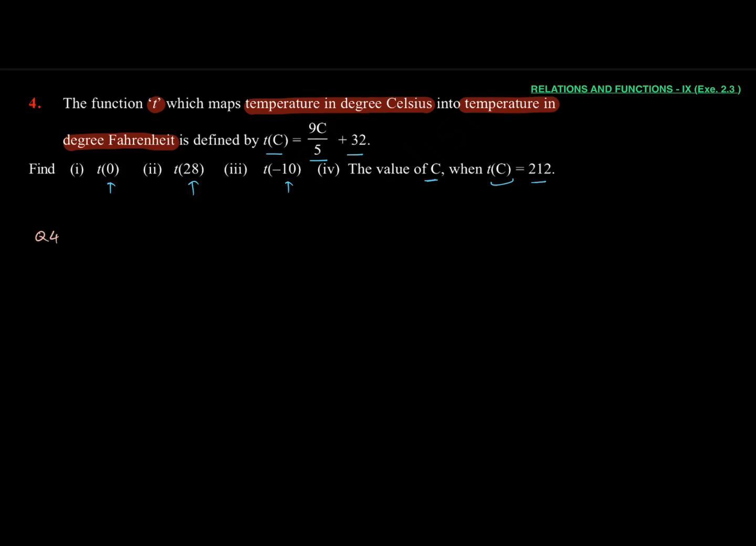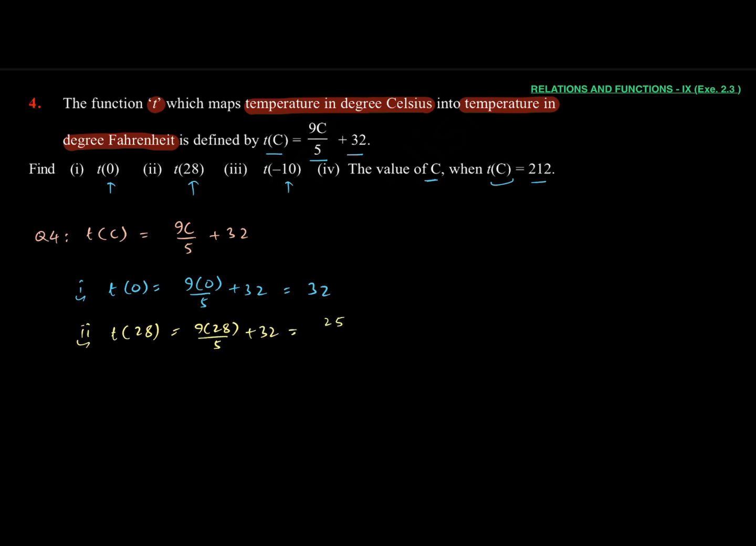So in question number 4, we are given the function t(C) = 9C/5 + 32. Now in the first part, we'll put C equal to 0. This will be equal to 9 times 0 over 5 plus 32, and this will be equal to 32. In the second part, we have C equal to 28. This will be equal to 9 times 28 over 5 plus 32, which will be equal to 252/5 plus 32, and that will be equal to 412/5.